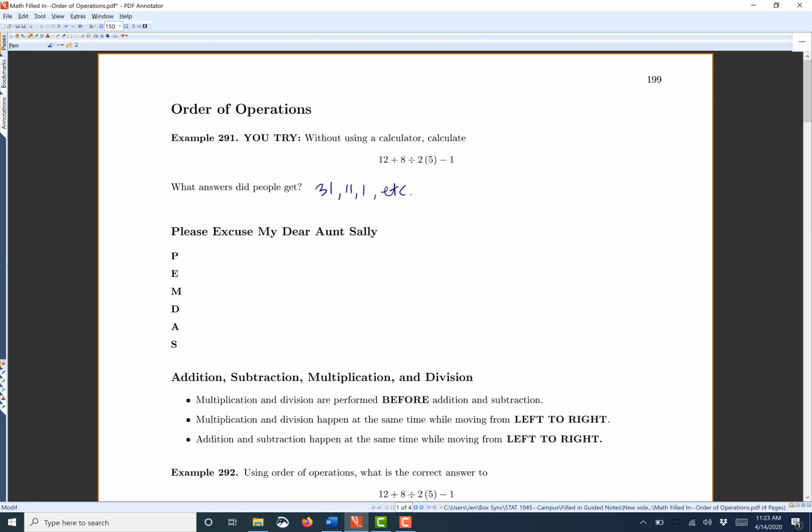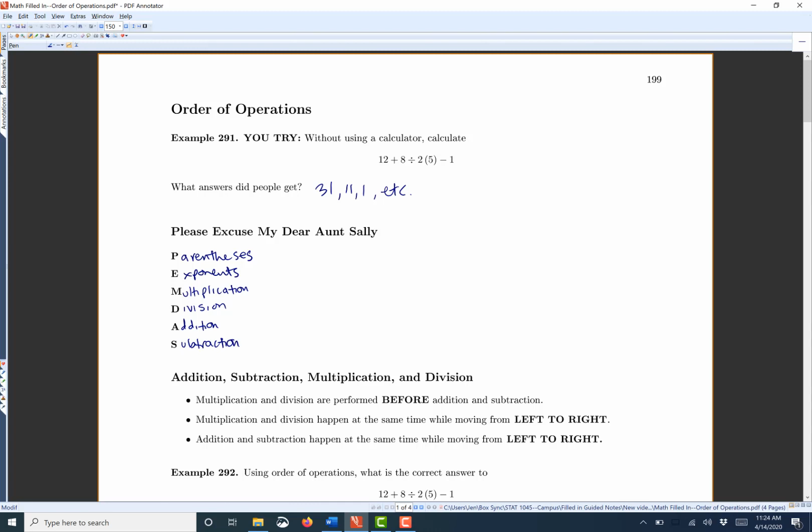So you might remember a mnemonic from your other math classes: please excuse my dear Aunt Sally. This stands for PEMDAS. Please excuse my dear Aunt Sally. These are parentheses, exponents, multiplication, division, addition, and subtraction.